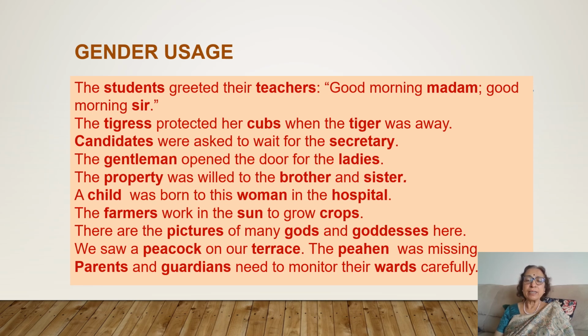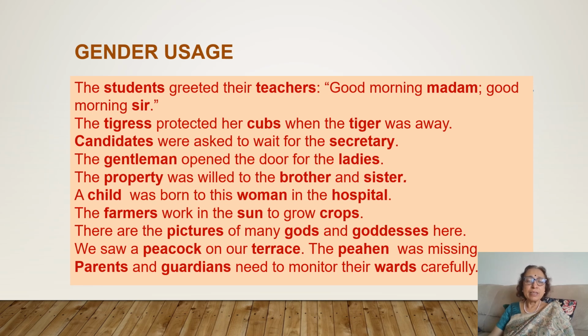The farmers work in the sun to grow crops. Farmers is common, sun is neuter, and crops also is neuter. Sun often, if you're talking about sun god and all, in various mythologies, sun god is there, then you might take it as masculine. But usually the sun is a ball of light which gives us the sustenance on this earth. Then sun becomes neuter. When we replace it, we say it, for the sun. We don't say he or she.